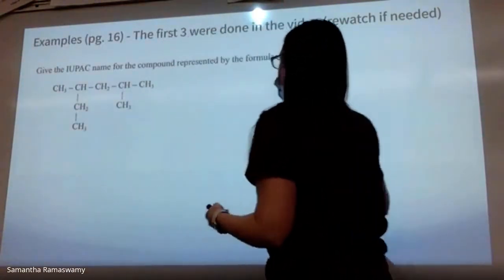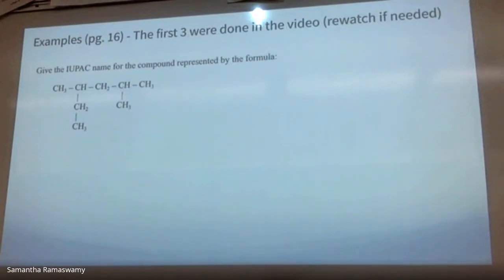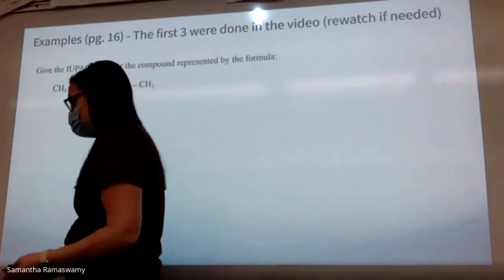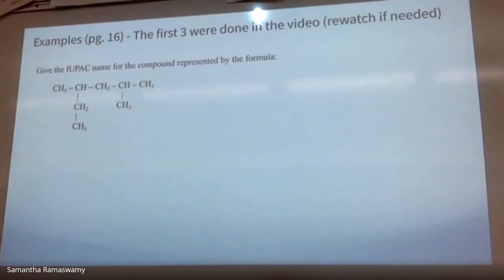Now, these are all alkanes. So we don't have to worry about different functional groups. We don't have to worry about OHs. We don't have to worry about carboxylic acids. These are all alkanes. So the first thing we do when we're naming alkanes is look for the longest chain.